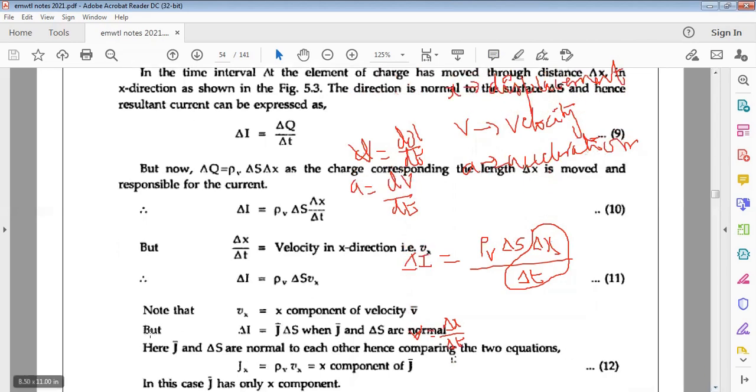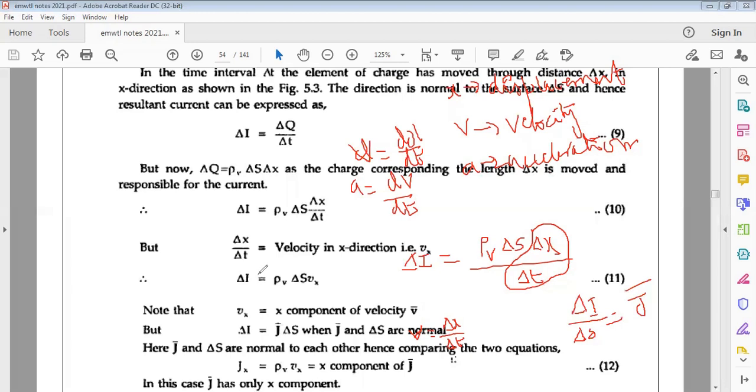Previously, we know the relation between current and current density: delta I is equal to j bar into delta S, or otherwise I is equal to the integral of j bar dot ds bar. It is the formula for the change of the current with respect to the surface delta S, with current density j bar. Using this relation, delta I is equal to j bar into delta S.